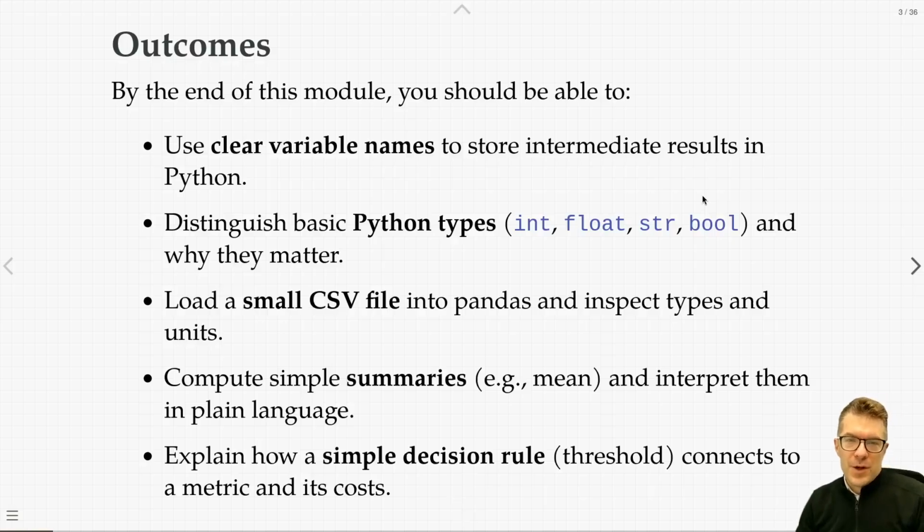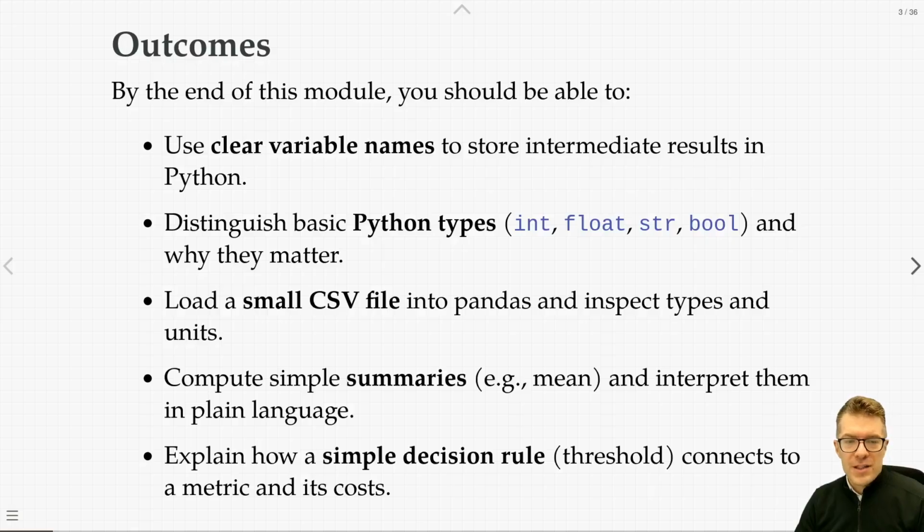So by the end of this module, you should be able to use clear variable names to store intermediate results in Python. You'll be able to distinguish basic Python types: int, float, str, and bool. We'll define what those are soon enough. We'll define why they matter.